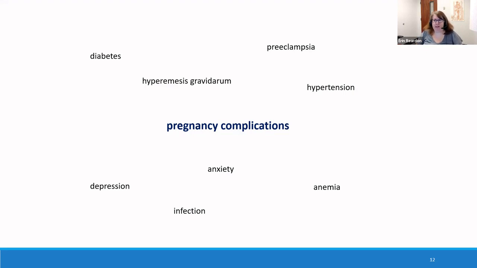So that's why you have to be intentional about brainstorming keywords to use and trying to find the MeSH terms and the keywords that will encompass what you're looking for.